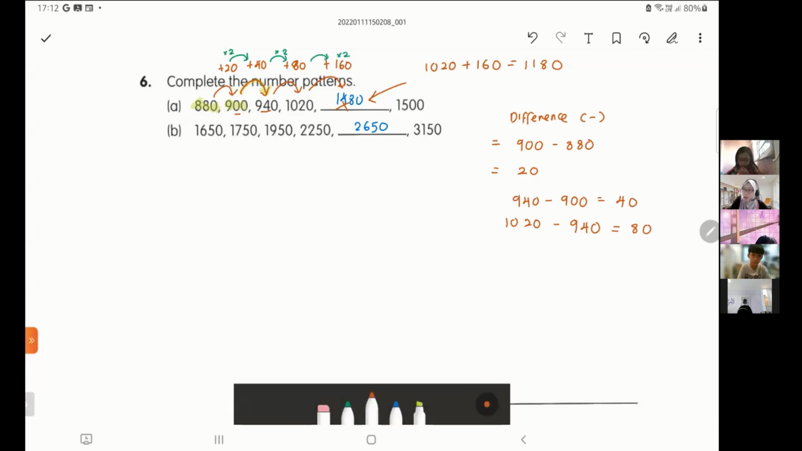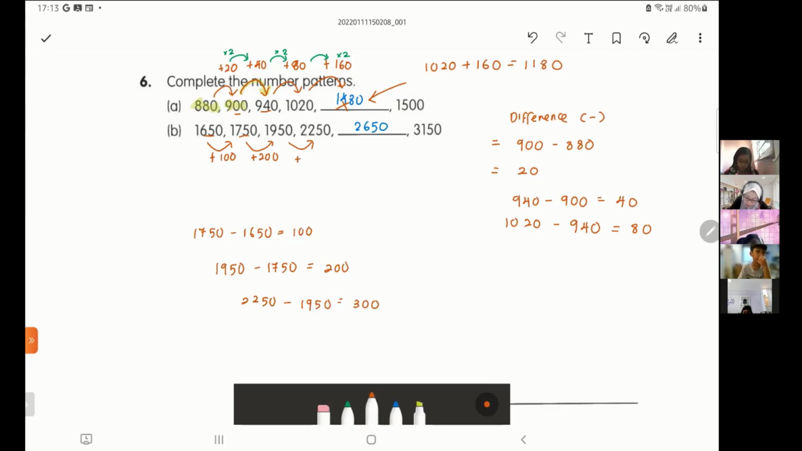Okay, so if you look at the pattern between these two, let's find the difference first. Okay, this is for B. So 1750 minus 1650 equals 100. Okay, so between here and here is plus 100. Then between here and here, 1950 minus 1750. If you minus, you get 200. So between this and this is plus 200. Here, 2250 minus 1950. We are going to get 300. So between here and here is plus 300.